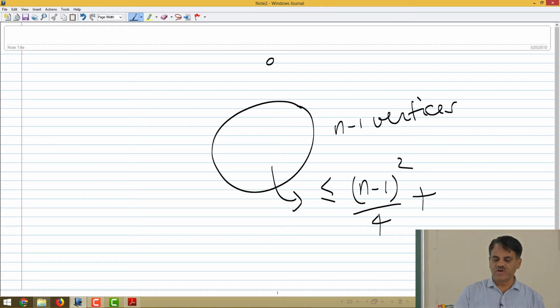So, this graph has no triangle, and by induction hypothesis it has at most n minus 1 whole square by 4. But now, I have these kind of edges. How many? There can be up to n minus 1. Can you have all possible n minus 1 edges here? If you have n minus 1, then this number is much more than n square by 4. Right? You have to use the fact that there are no triangles. So, if you have an edge here, then the endpoints cannot have edges to both the endpoints, but if you do not have edges, it can have. So, how do we handle this?